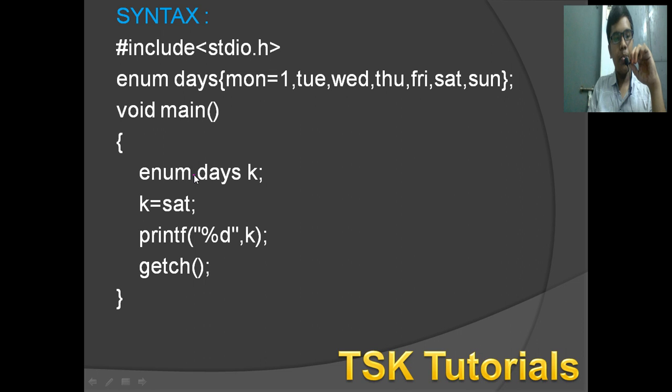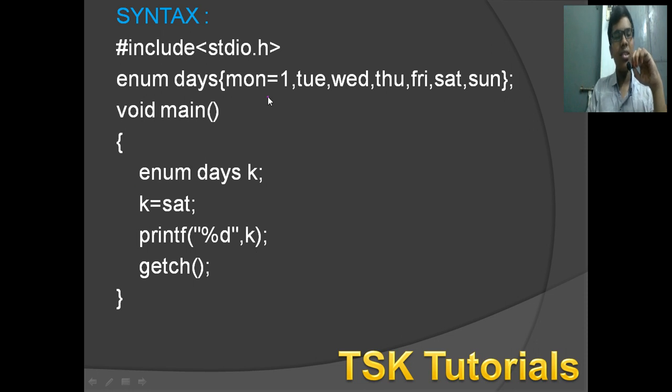Open parenthesis, enum. I'm going to call it enum days, and I have to know the number of a particular day, so I'm going to store the particular day in a certain variable k. I have given the variable k. What have I stored in the variable k? Saturday. Now I want to print the integer, the number occupied by Saturday in my set of input values. That's percentage d. What do I have to print? The value in the variable k. So I have given k here and the getch.